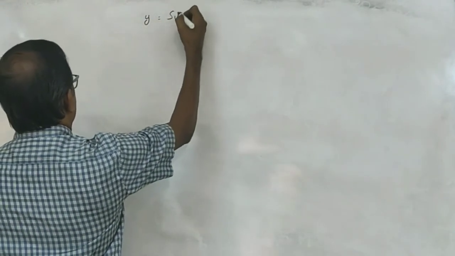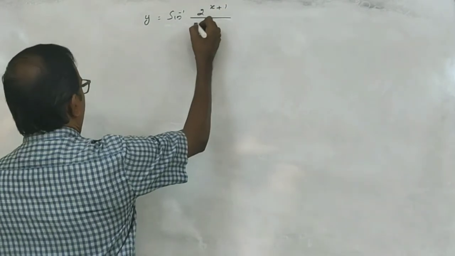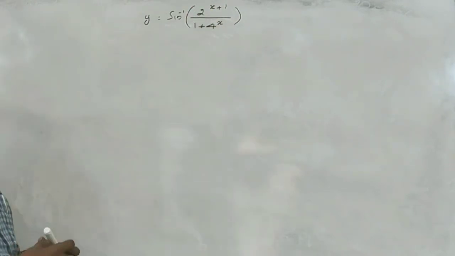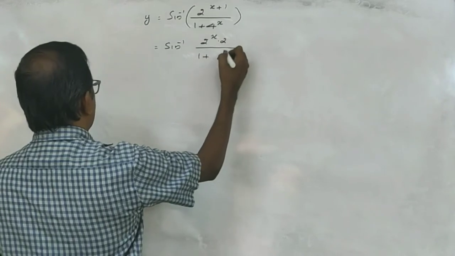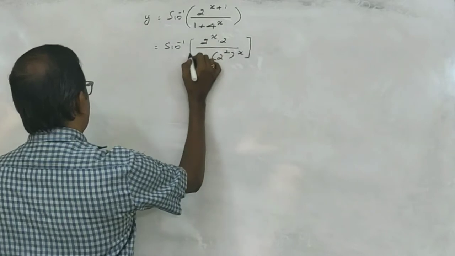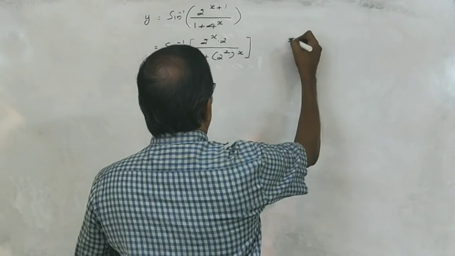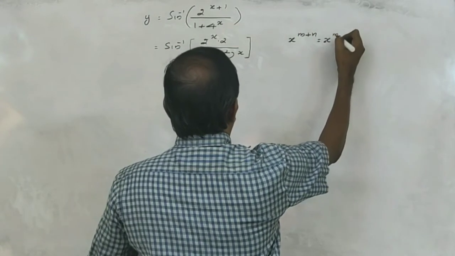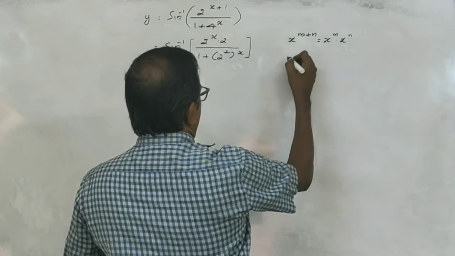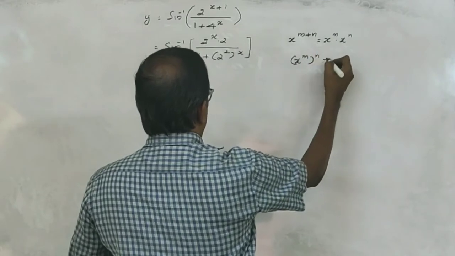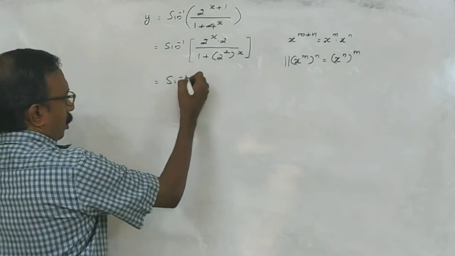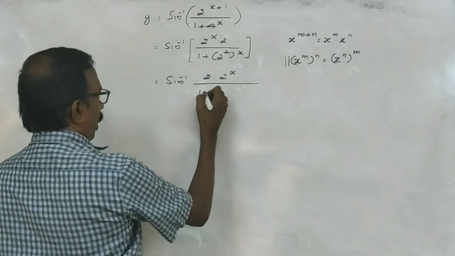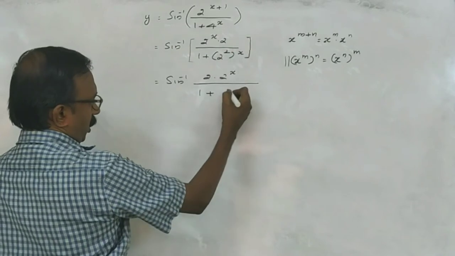Next question is, what is the derivative of sine inverse of 2 raised to x plus 1 by 1 plus 4 raised to x? It can be written as sine inverse of 2 raised to x into 2 by 1 plus 2 squared to the 4 raised to x. Here we are using two exponential rules: x raised to m plus n is x raised to m into x raised to n, and another rule is x raised to m the whole raised to n is equal to x raised to n the whole raised to m. Using this rule, it can be written as 2 into 2 raised to x by 1 plus 2 raised to x the whole square.